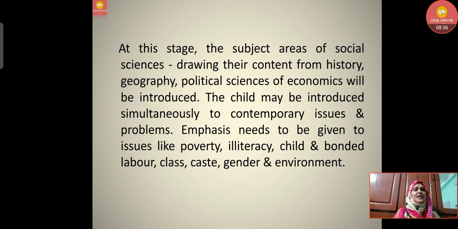Now at this stage, the subject area of social sciences, drawing their content from history, geography, political sciences and economics, will be introduced here. The child may be introduced simultaneously to contemporary issues and problems. Emphasis needs to be given to issues like poverty, illiteracy, child and bonded labor, class, caste, gender and environment. These different themes are taught in this stage.